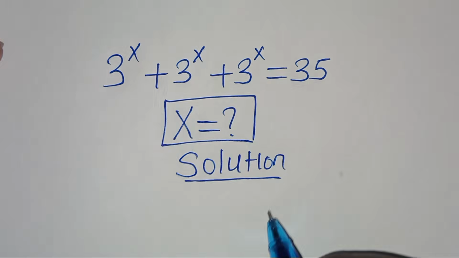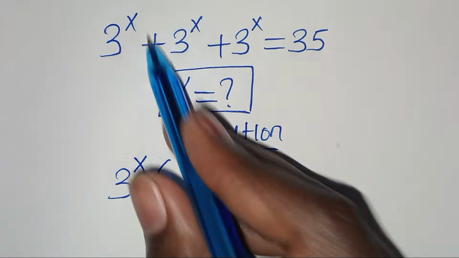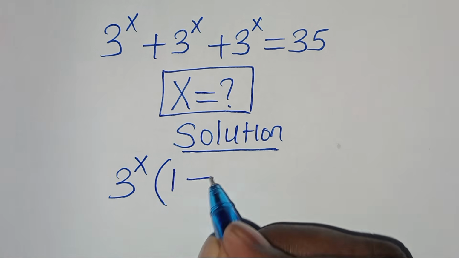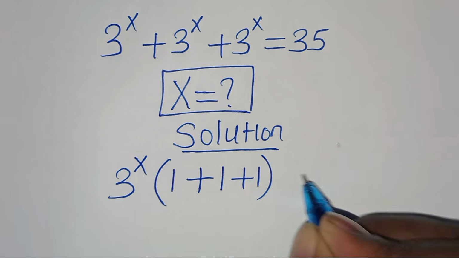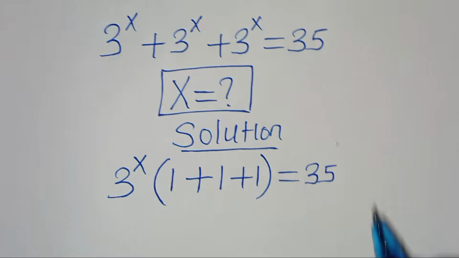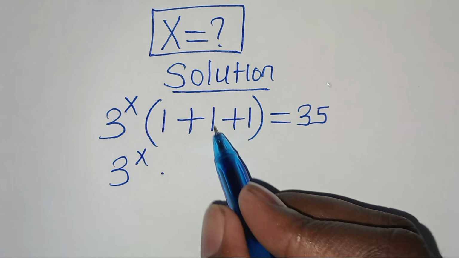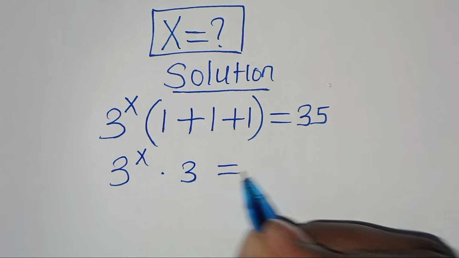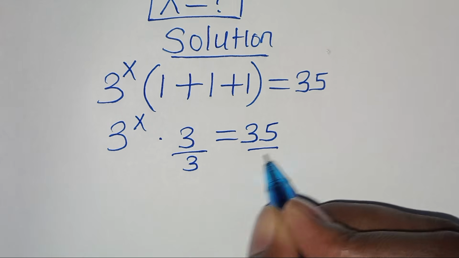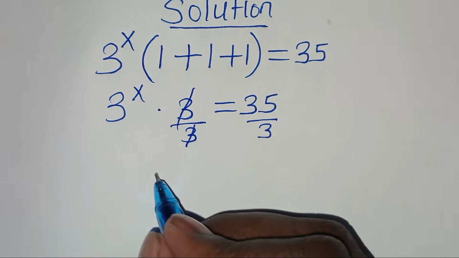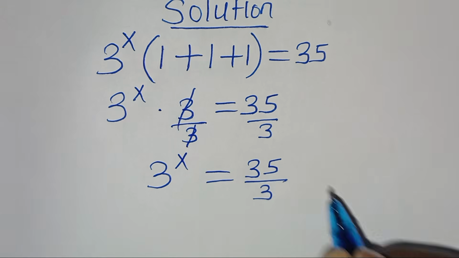3 to the power of x is common, so we factor out 3 to the power of x into the parentheses. 3 to the power of x divided by 3 to the power of x, this is 1, plus 1, plus 1, this is equal to 35. So this means that we have 3 to the power of x multiplied by 1 plus 1 plus 1, this is 3, and this is equal to 35. Now let's divide both sides by 3, so that now 3 to the power of x is equal to 35 divided by 3.